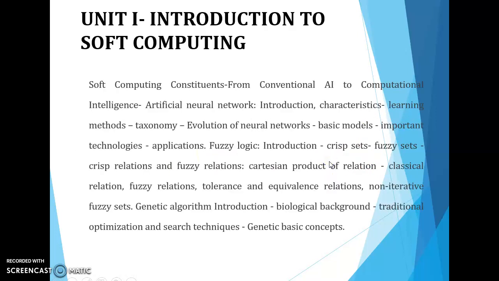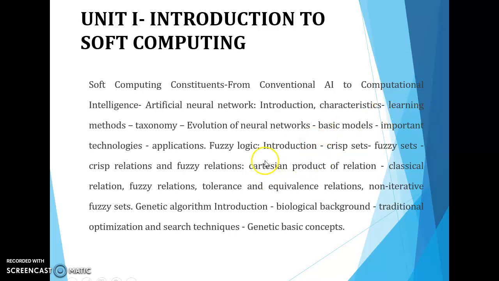This Unit 1 deals with 4 components. The first component talks about the difference between hard computing and soft computing, and conventional AI and computational AI. The second topic talks about the artificial neural network. We study the biological neural network and its characteristics, what learning methods are available for ANN, how neural networks evolved, and what the basic models and activation parameters are for the artificial neural network.